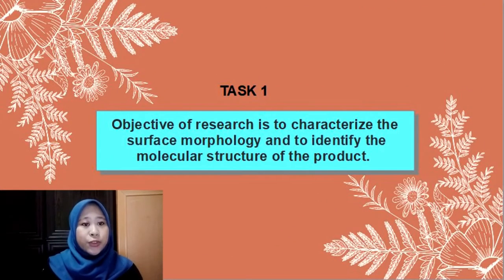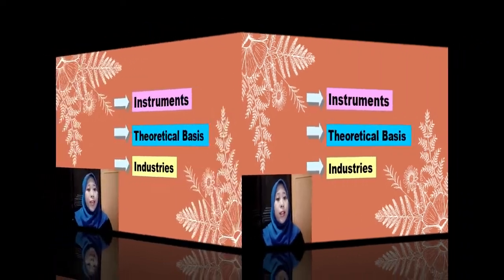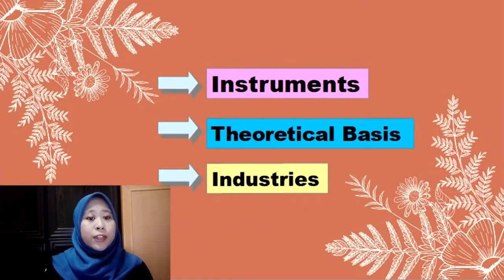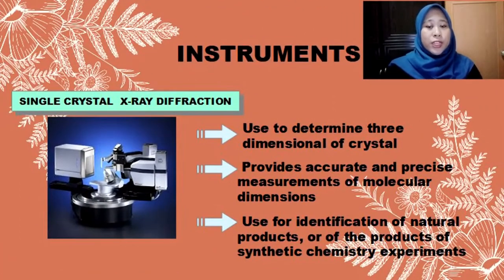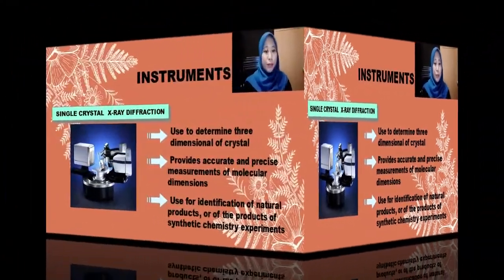The objective of the research is to characterize the surface morphology and to identify the molecular structure of the product. Let's provide the instruments, theoretical basis, and industries. The first instrument is single crystal X-ray diffraction. It is used to determine the three-dimensional structure of a crystal, provides accurate and precise measurements of molecular dimensions, and is used for identification of natural products or products of synthetic chemistry experiments.